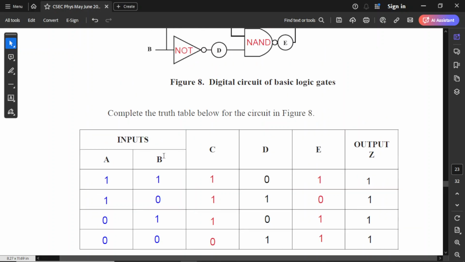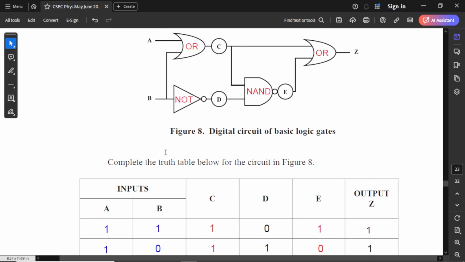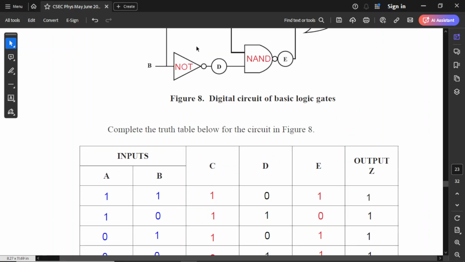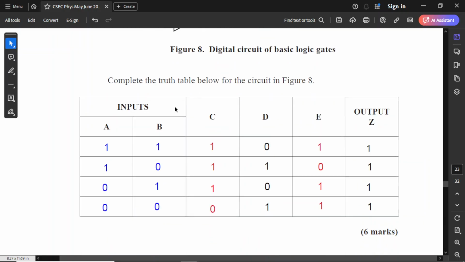Now the one you want to find first is C, because C is affected by A and B. Now, this is the OR gate. The OR means you are either. Once one of them is on, C will be on, because it's either/or. So if both or one of you are on, then I'm going to be on. That's an easy way to do it.